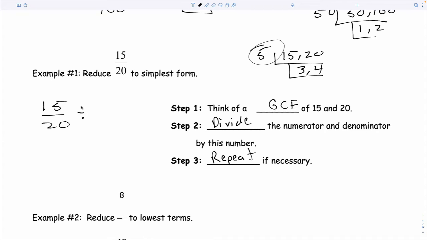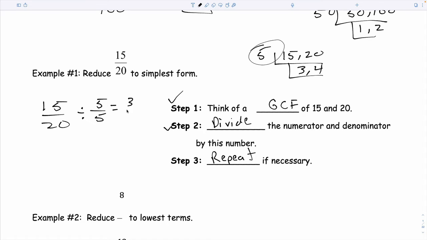I got 1 hand. What's my next step? I did step 1. What's step 2? Justice. You got it. Do I have to divide both top and bottom by 5? Yes. Whatever I do to the top, you need to do to the bottom. 15 divided by 5 is whole class?